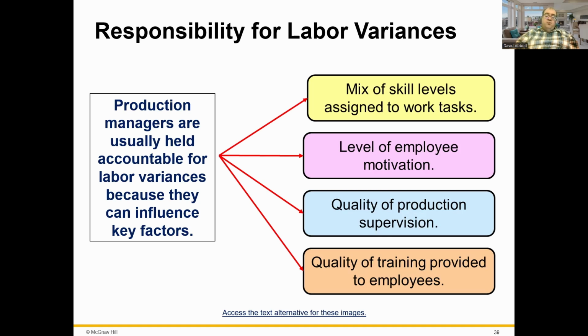Labor variances are partially controlled by employees within a production department. For example, production managers and supervisors can influence the development of highly skilled workers and less skilled workers on tasks consistent with their skill level. Deployment, so having more skilled workers work in areas where that's needed, and then workers that don't quite have those skills in areas that are easier for them. The level of employee motivation within the department, managers can affect that. The quality of the production supervision and the quality of the training that was provided to employees.